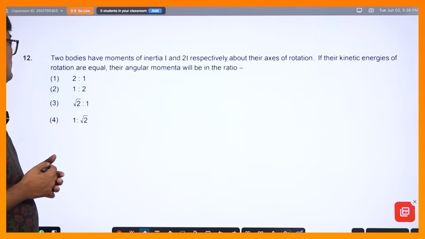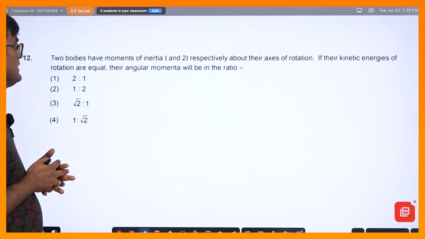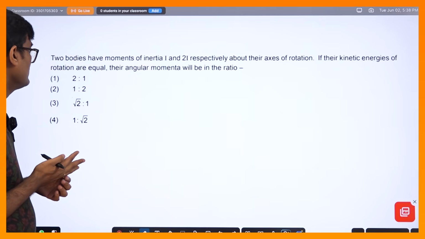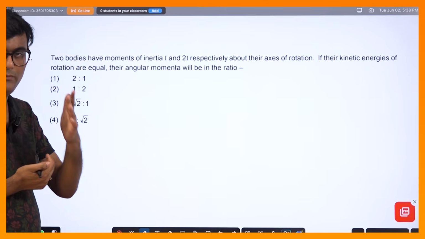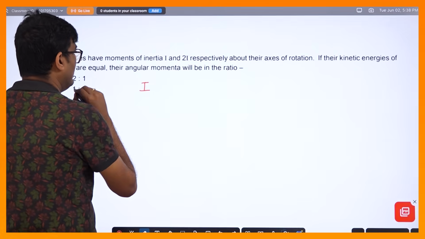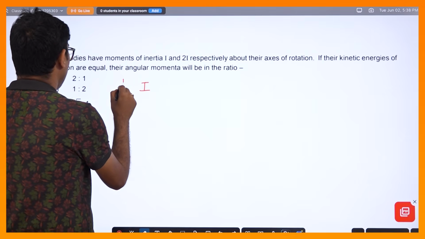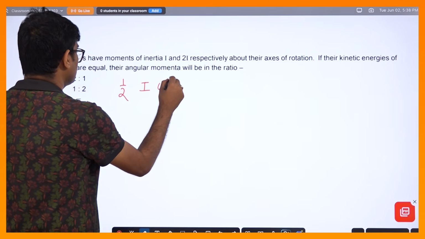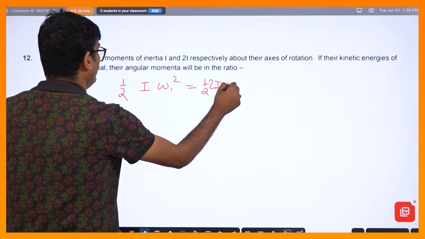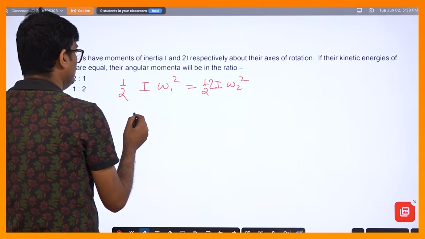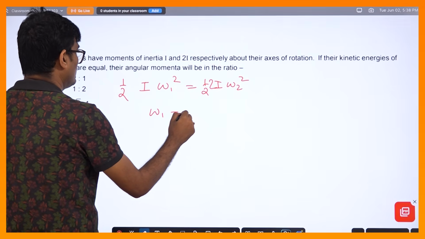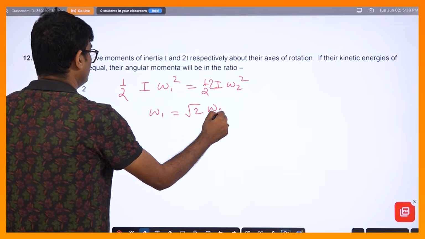Two bodies have moments of inertia I and 2I about their axes of rotation. If their kinetic energies of rotation are equal, what will their angular momenta be in the ratio? Okay, kinetic energy is half I omega 1 square, and it is equal to half 2I omega 2 square. In these cases, half I gets cancelled out, so omega 1 is equal to root 2 omega 2.